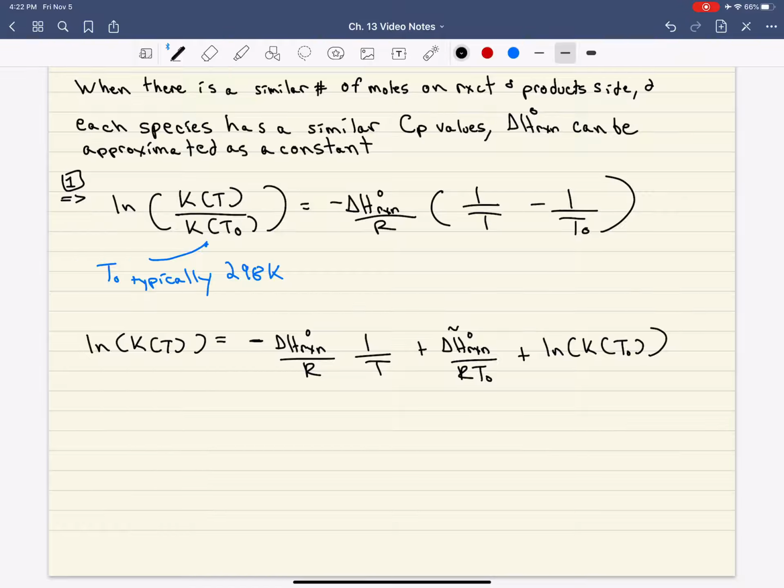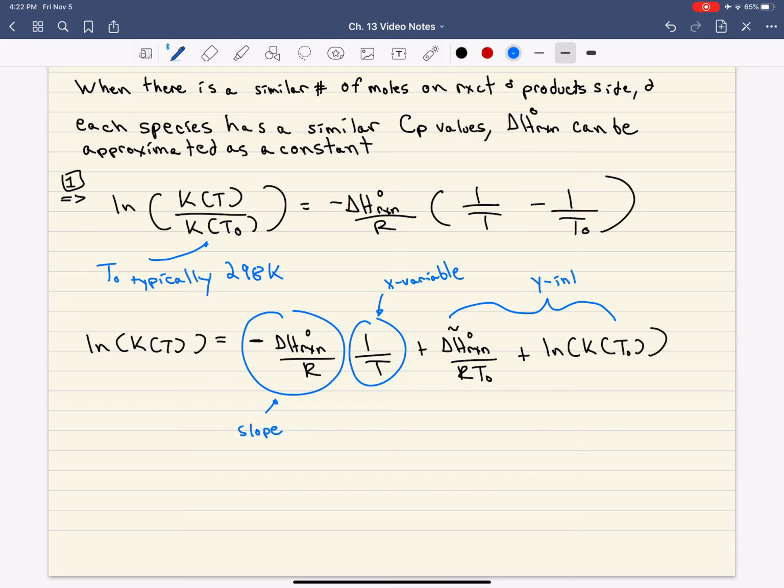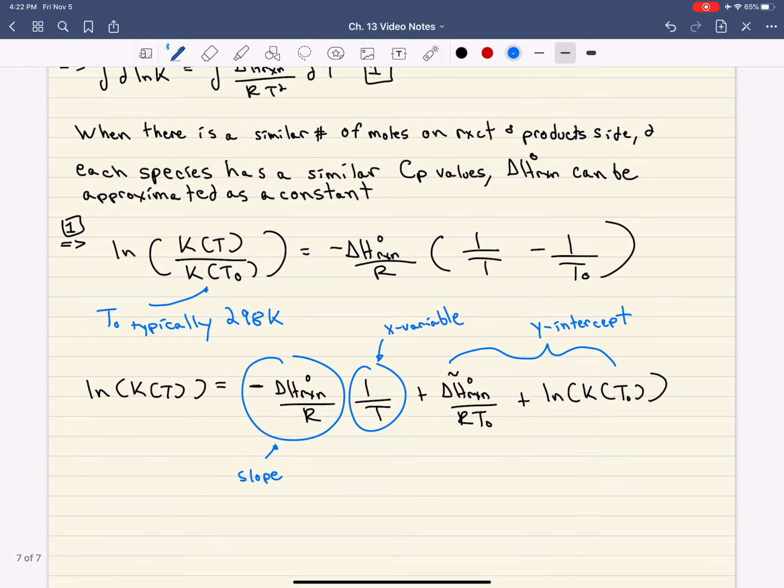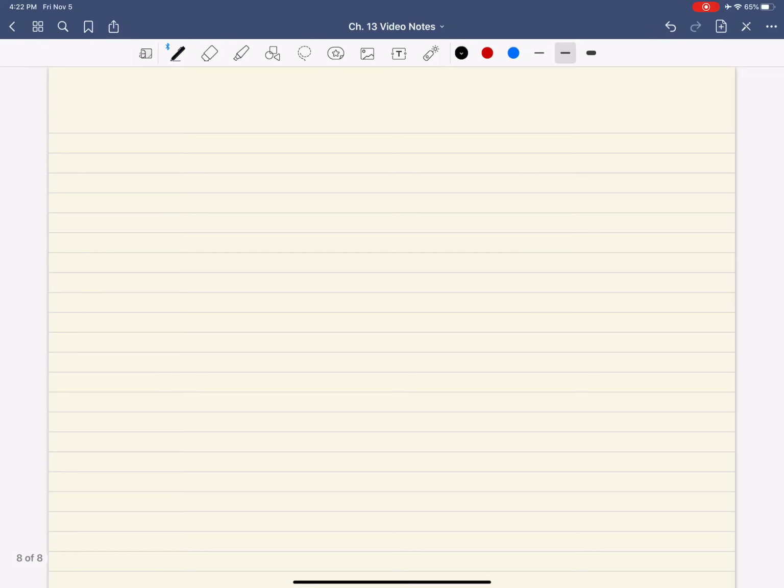And the reason I wrote the equation like this is because now we have a linear equation where if 1 over T is our x variable, then the slope is something that would give us that enthalpy of reaction. And then all this stuff over here, these are all constants anyway, so this would be the y-intercept. Okay? All right, and we could visualize this equation using the following plot. Okay?